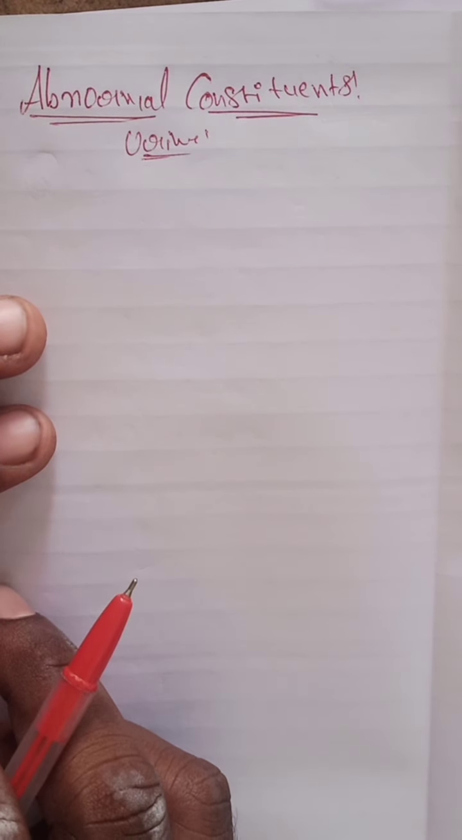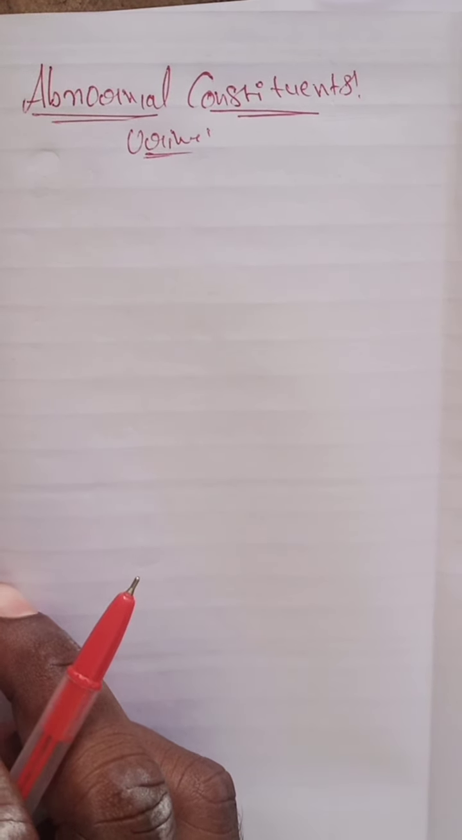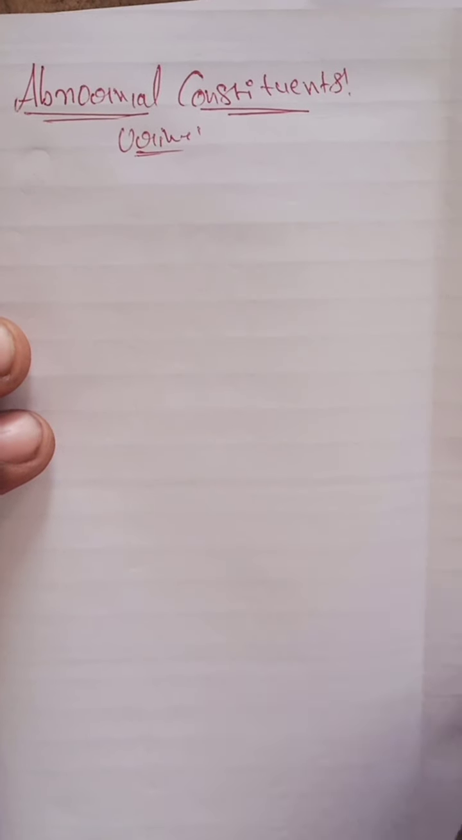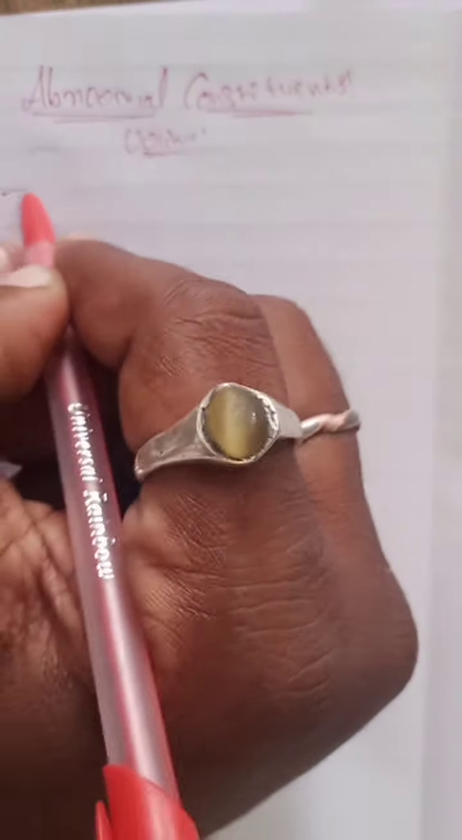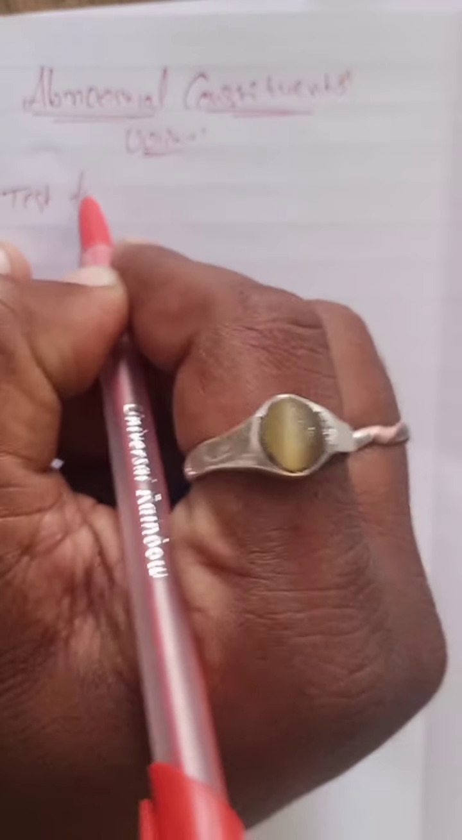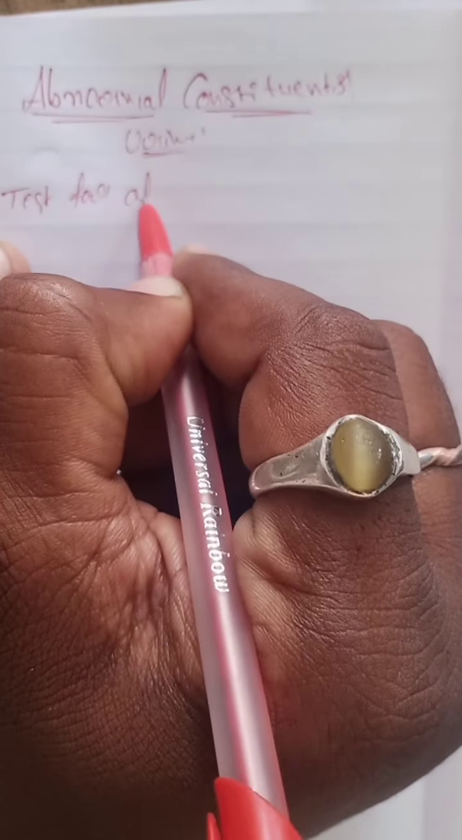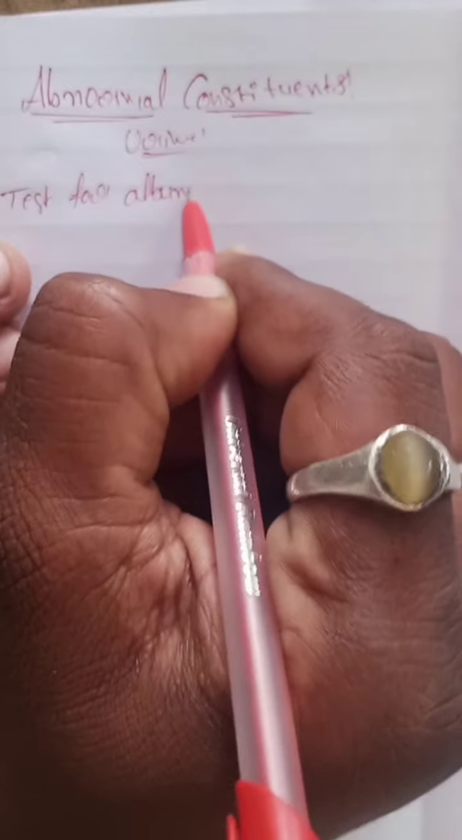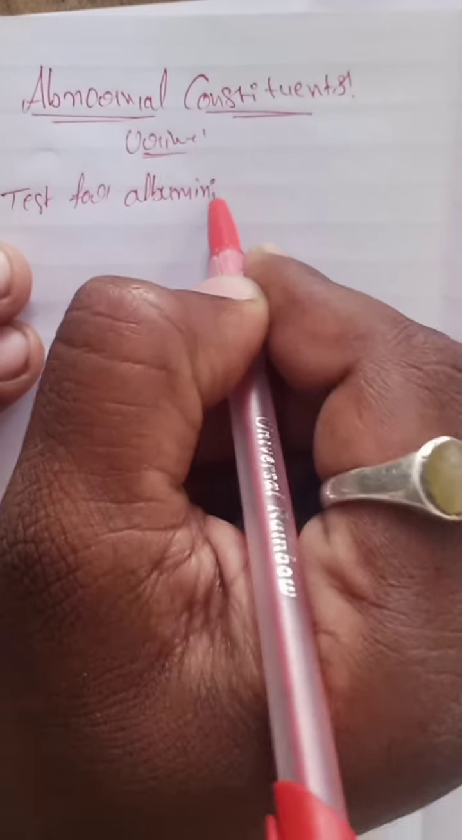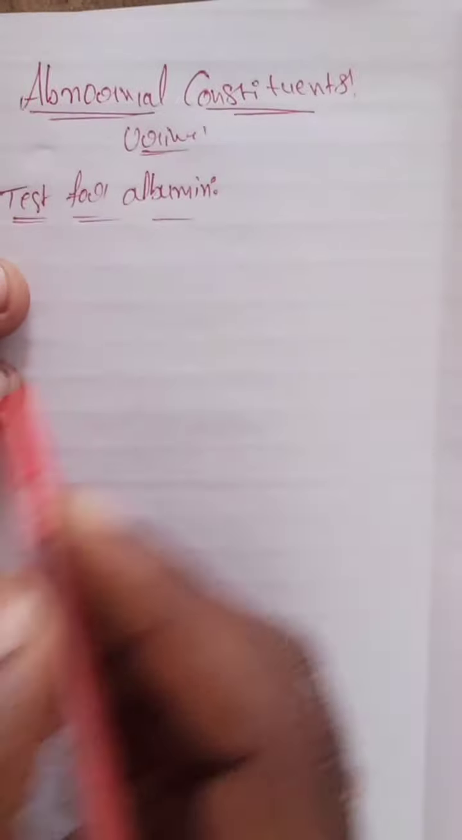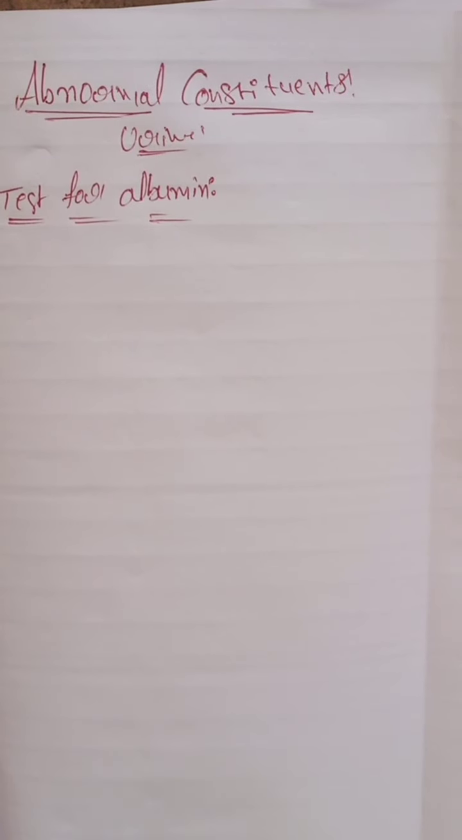Today we are discussing the abnormal constituents of urine. The first one is the test for albumin.